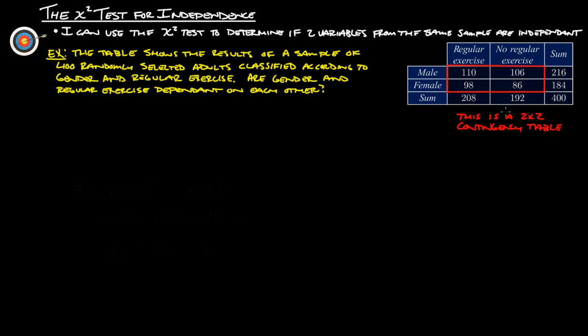This is what we call a 2x2 contingency table, and this will make a little more sense when we get further in, but I just wanted to point it out right off the bat. We have regular exercise or no regular exercise, and then male and female. The sum column and row are not considered in the contingency table. So this has 2 rows by 2 columns of data.